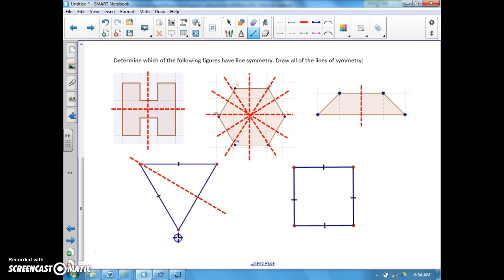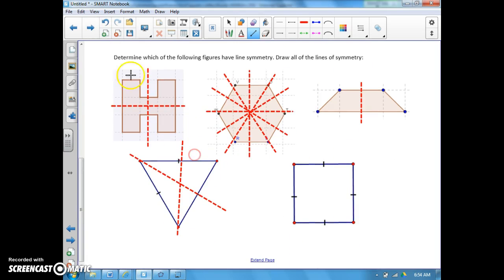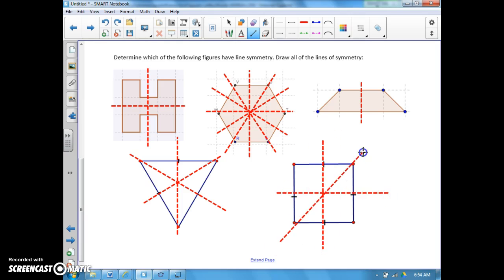1, 2, that was bad. Didn't quite work. Sorry, folks. 2 and 3. And the square is going to have 4. 1, 2, 3, 4.